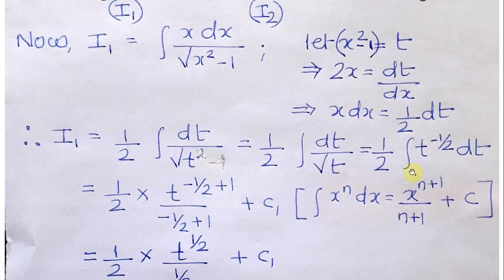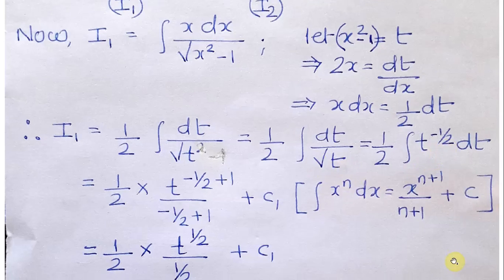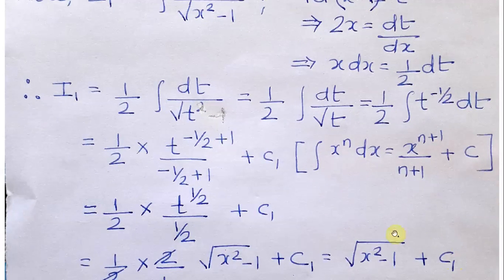And t to the power 1 by 2, when we go to the place of numerator, the sign of the power will change. It will become minus 1 by 2. Now further, I applied the formula: integration of x to the power n dx is equal to x to the power n plus 1 upon n plus 1, because here in place of n we are getting minus 1 by 2, in place of x we are getting t, and in place of dx we are getting dt. So apply the formula n plus 1 upon n plus 1.